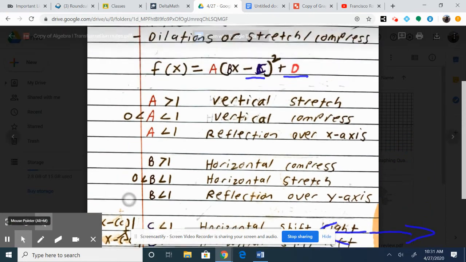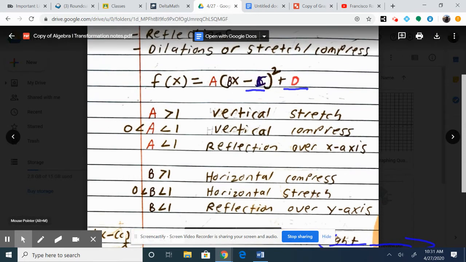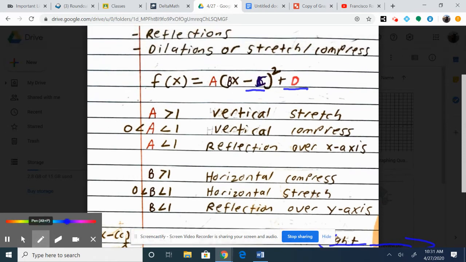Now for this week, we are going to deal with the other two numbers, which would be our A and our B. Our A is the number that is in front of the parentheses, and our B will be the number in front of the X, but inside the parentheses. Now, these numbers are actually going to change the shape of our graph.